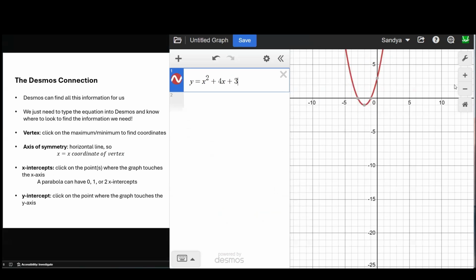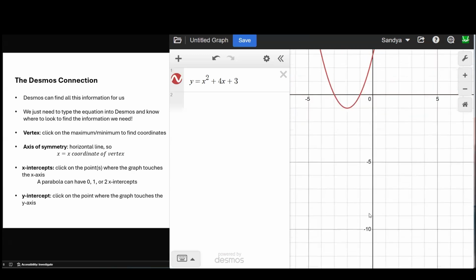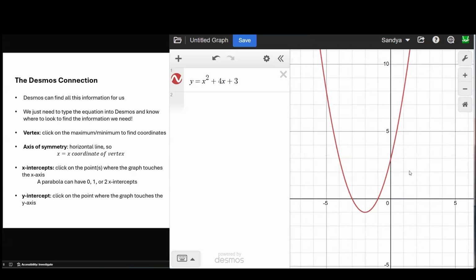And you always may need to zoom in or just click and drag your graph so you can see everything better. Remember, the maximum or minimum is going to be the vertex. So in this case, I have a minimum point. I just click on that. So (-2, -1) is my vertex.